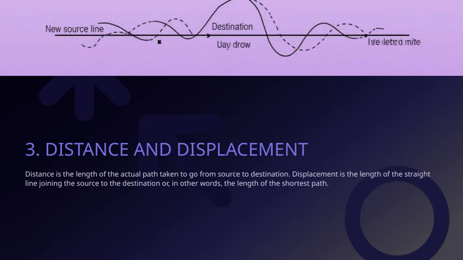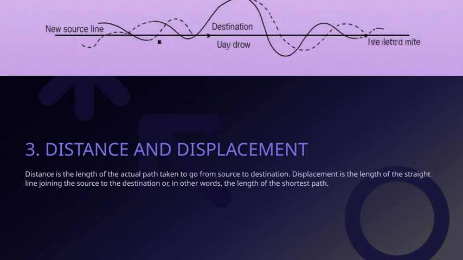Let's talk about distance and displacement. Distance is essentially the total length of the actual path you travel from your starting point to your destination. It doesn't matter how winding or indirect the route is, it just measures the whole journey. Displacement, on the other hand, is much more straightforward. It's the length of the straight line that connects your starting point directly to your ending point. Think of it as the shortest possible path between 2 points.